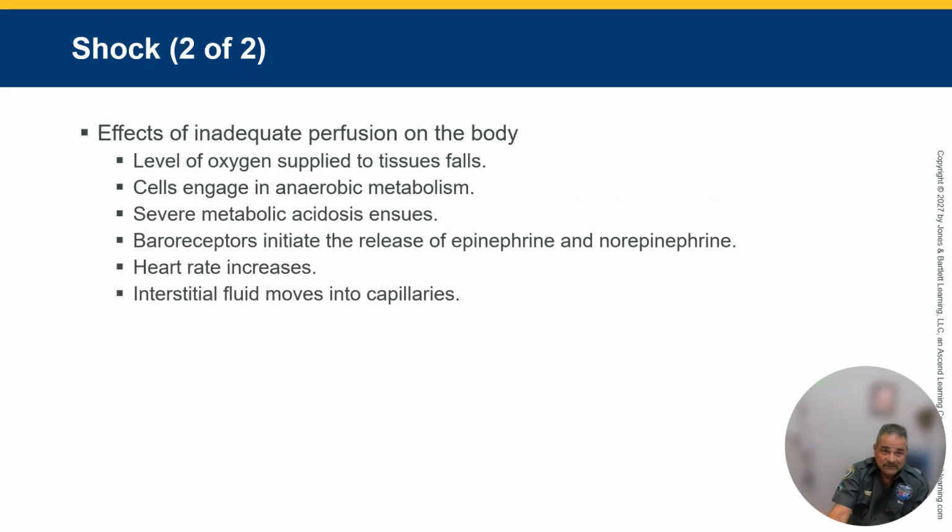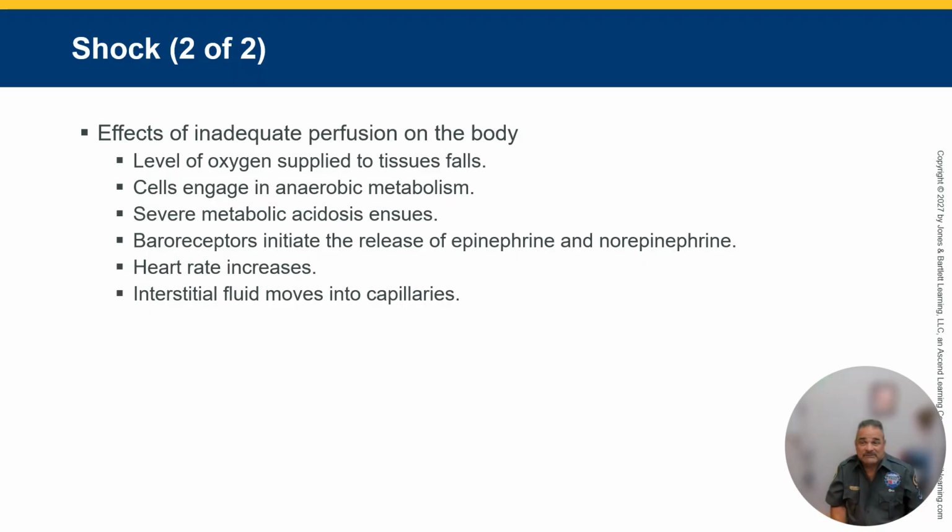The effects of inadequate tissue perfusion on the body, all of these. The level of oxygen supplied to the tissue falls. The cells engage in that anaerobic metabolism, producing lactic acid. Severe metabolic acidosis will ensue with that, leading to cardiac arrest.